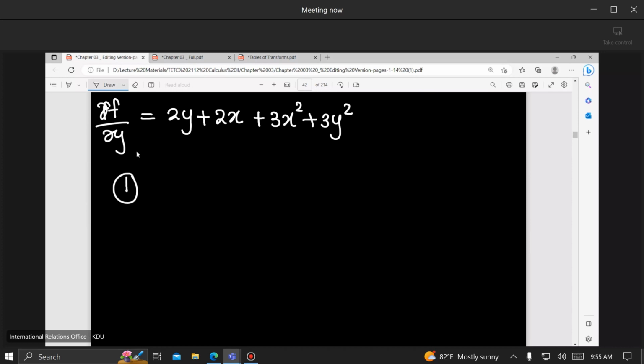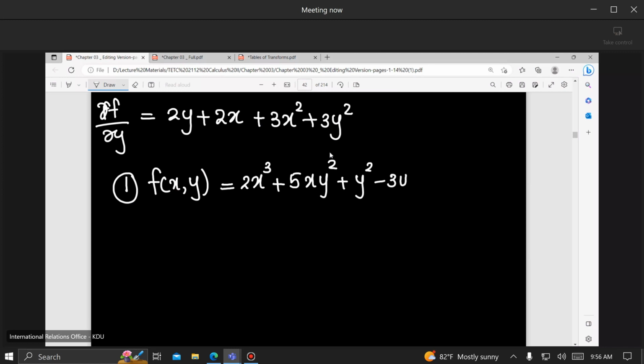Try to do this on your own. So if we have a function of two variables, f of x and y, equal to 2x to the power 3 plus 5xy squared plus y to the power 2 minus 3y plus 2. You have to find the partial derivative of this function with respect to variable x and the partial derivative of this function with respect to variable y.